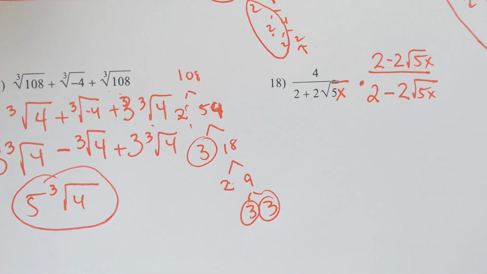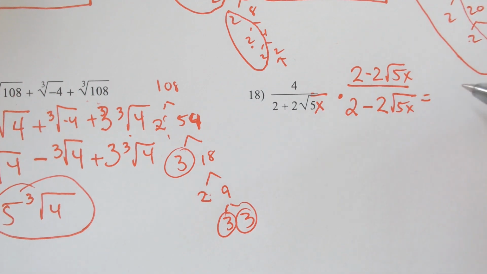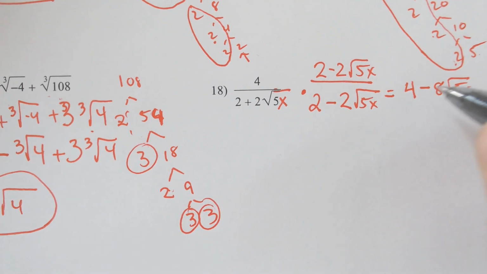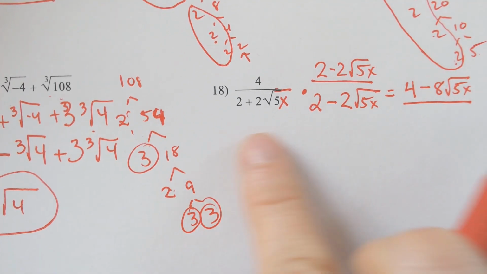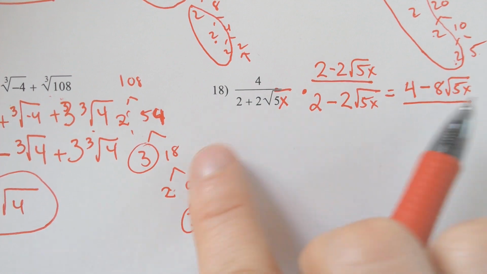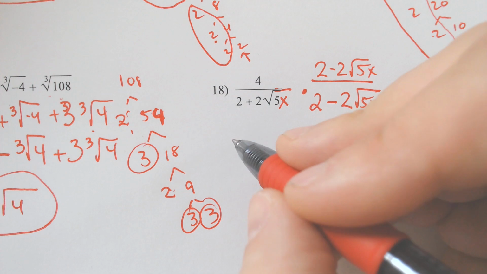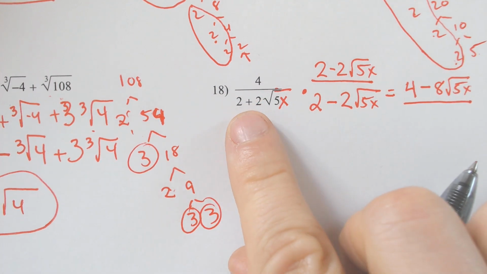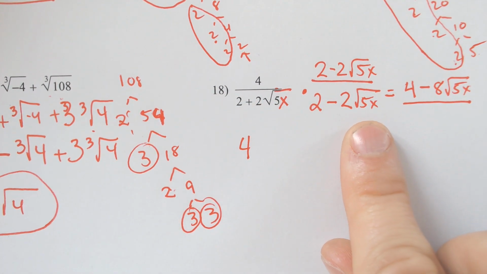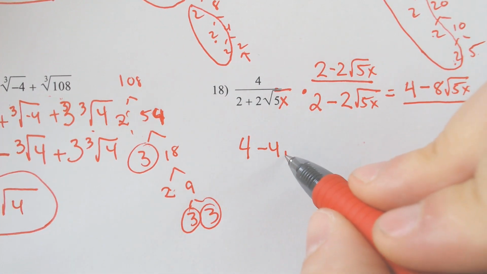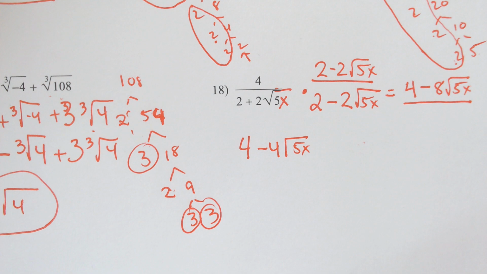The top of the fraction will be very easy. It is going to be 4 minus 8 square root of 5x. The bottom of the fraction I am going to do off to the side because we have to FOIL this. So I'm going to do it kind of right here. 2 times 2 is 4. 2 times a negative 2 square root of 5x is negative 4 square root of 5x.